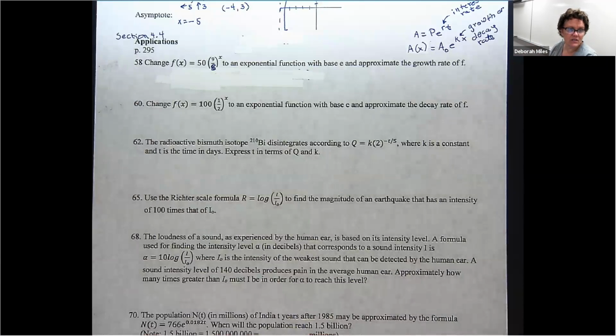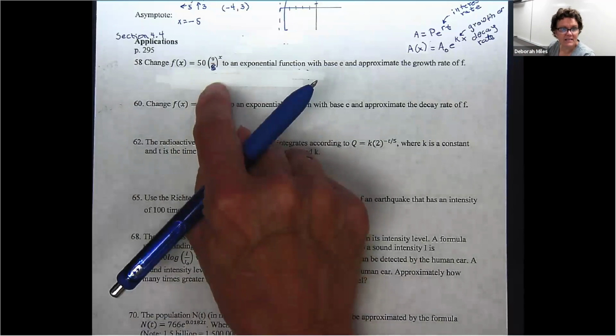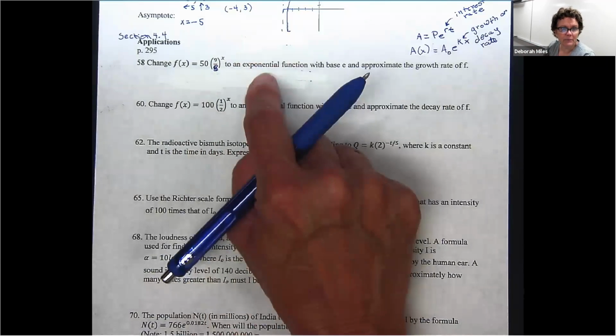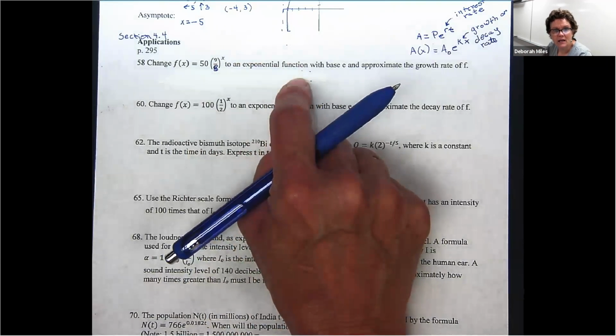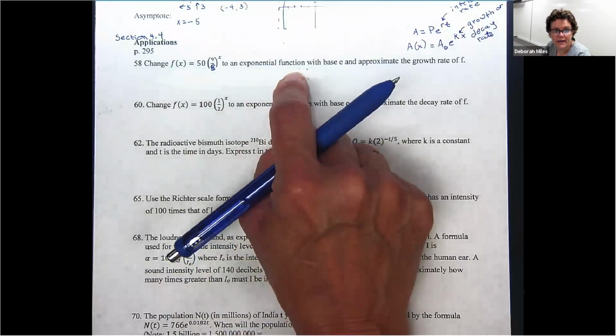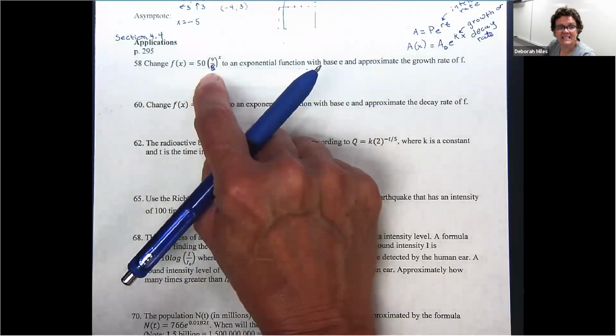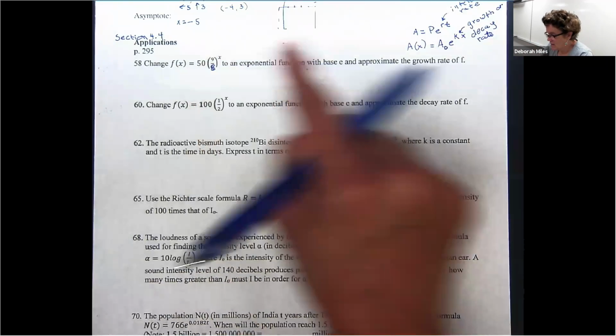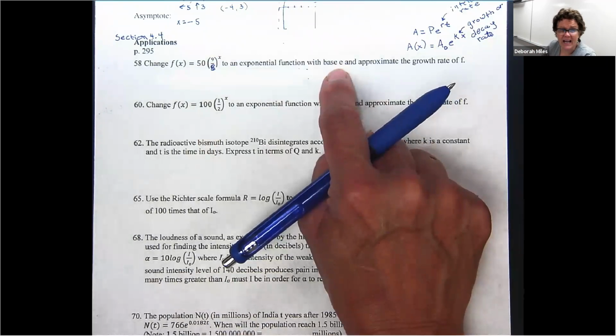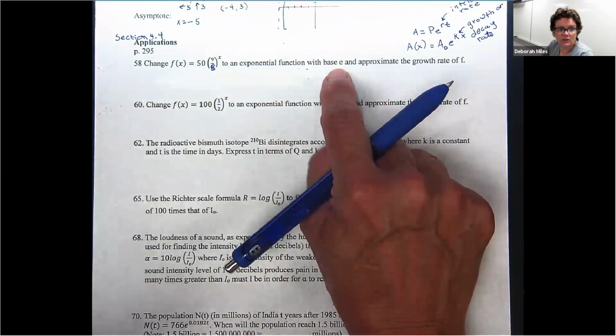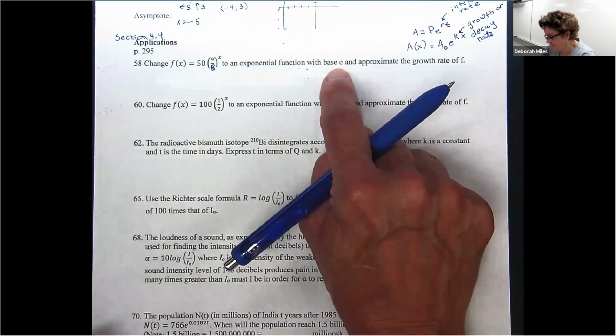Number 58 says change f of x equals 50 times 9/8 to the x to an exponential function with base e and approximate the growth rate of f. Now this is an exponential function, but it's base 9/8. And the instructions are asking us to write it as base e. Well, hocus pocus, how do we change 9/8 to an e?